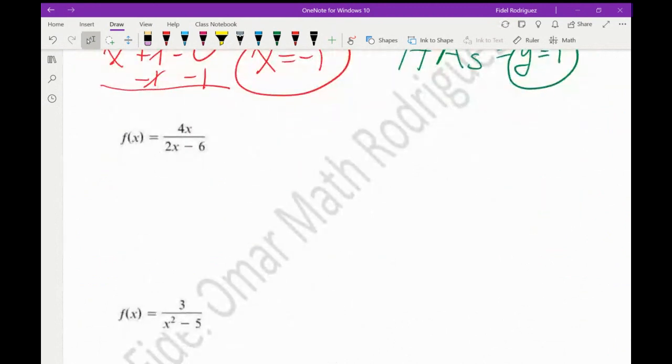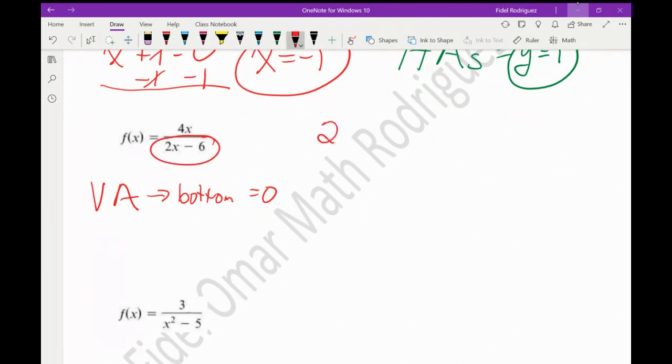Okay, so for the second problem, remember, my vertical asymptote is what's going to make the bottom part equal to 0. So I'm going to take a look at the bottom part, 2x minus 6, and I'm always going to set it equal to 0. Let me add 6 on both sides. So guys, give me one quick second, okay?